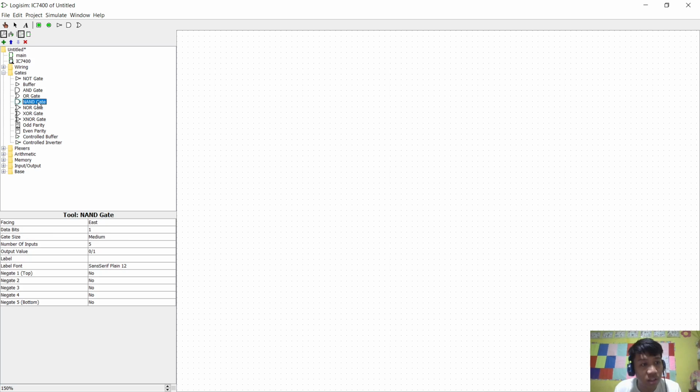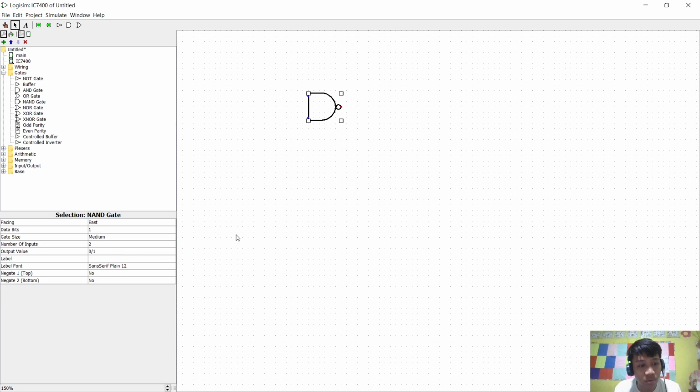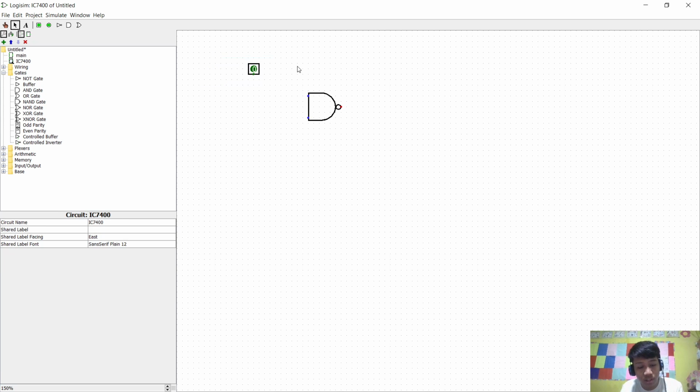and on the NAND gate we'll be placing it here, and then since we have only two inputs, the inputs will be 2. After changing the number of inputs, we will add some input pin, and then we will rotate it south. We will be copying and placing it here, and then we will be placing it here.